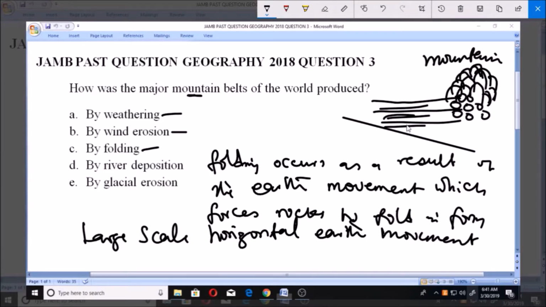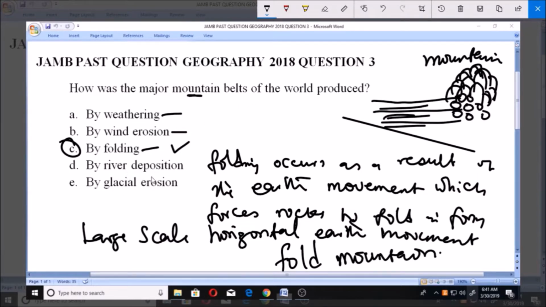Now these compressive forces produce widening of the earth's crust. Folding is widely known to produce a specific type of mountain known as fold mountain. So folding is actually responsible for this very type of mountain. But folding is also known to have produced most of the mountain belts in the world. So that makes option C the right answer to this. Major mountain belts of the world are actually caused by folding.